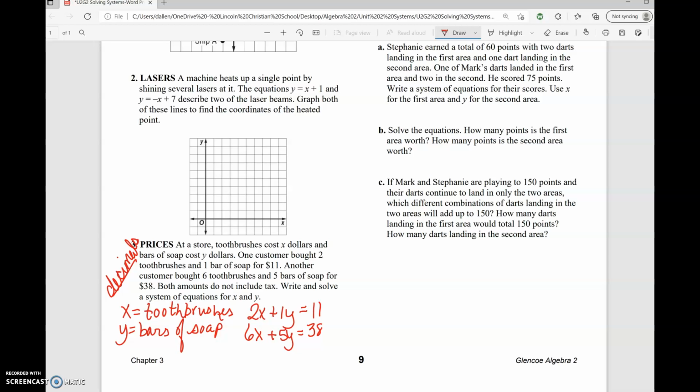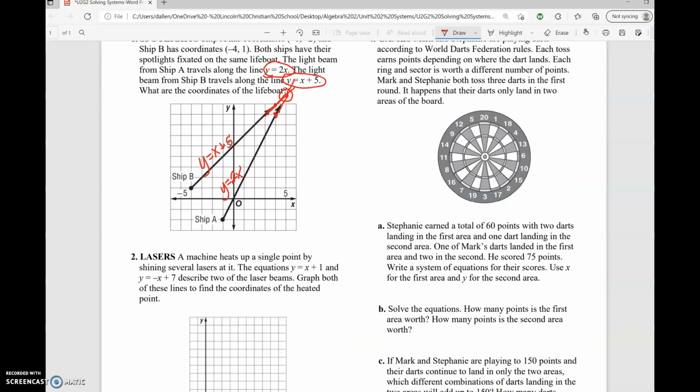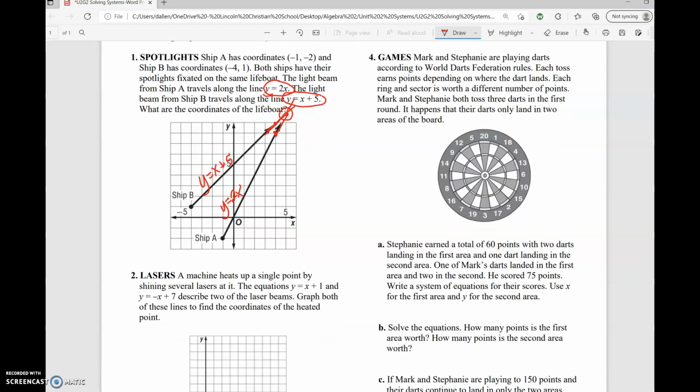All right, and so then the other thing that we talked about was this one here, number 4. Mark and Stephanie are playing darts according to World Darts Federation rules. Each toss earns points depending on where the darts land. Each ring and sector is worth different points. So basically each of those rings are going to be worth different points. They land in 2 areas. So I'm going to make the first area X, and I'm going to make my second area Y.